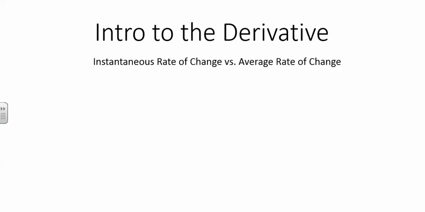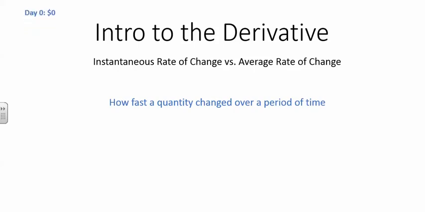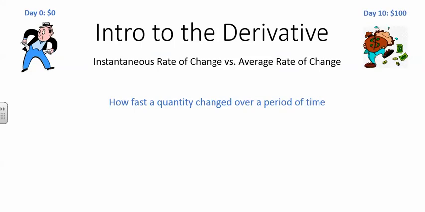First, to understand derivative as an instantaneous rate of change, we need to know what an average rate of change is. An average rate of change measures, on average, how fast a quantity has changed over a period of time. For example, if I start with no money in the bank and 10 days later I have $100, then the balance in my bank account has increased by an average of $10 a day.